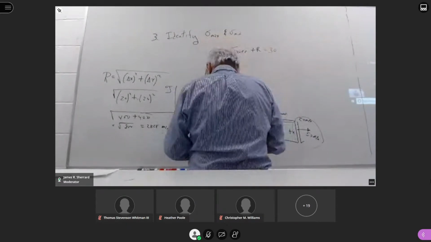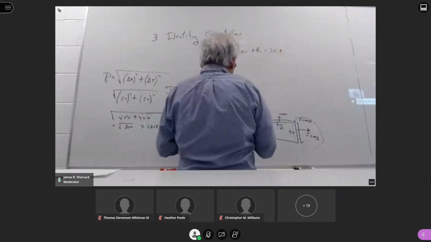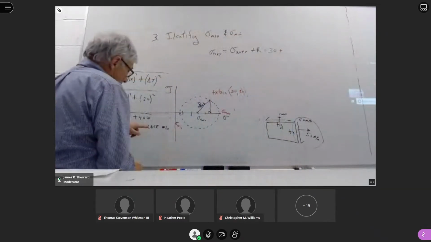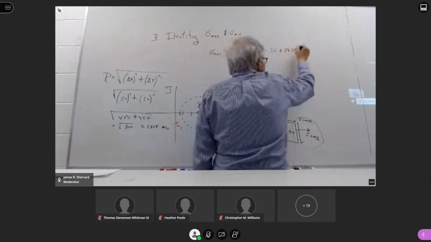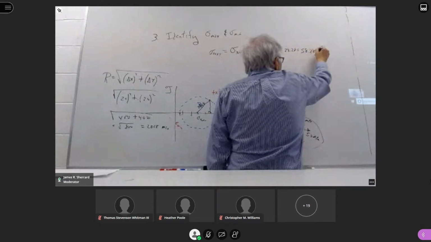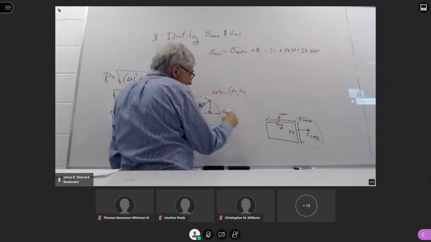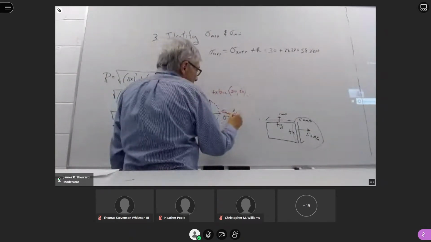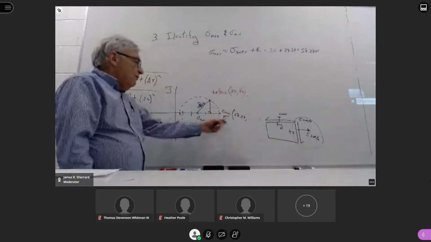Which is equal to 30 plus 28.28. So that value is 58.28 megapascals. So this point right here, sigma max, is 58.28. That is the value for sigma.